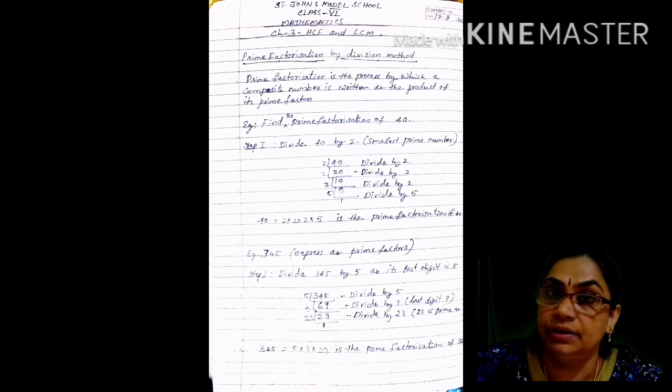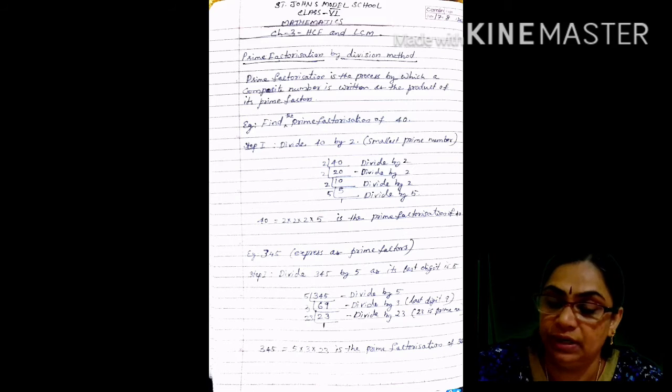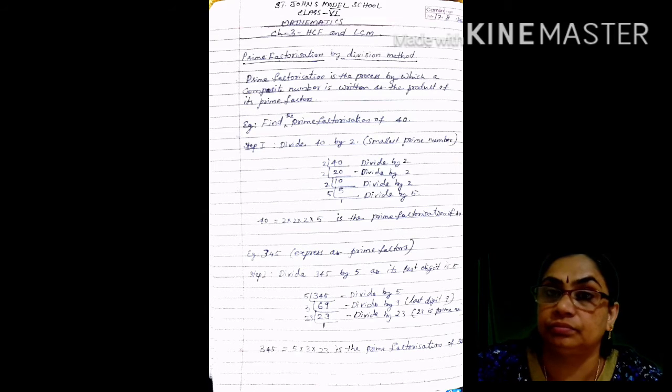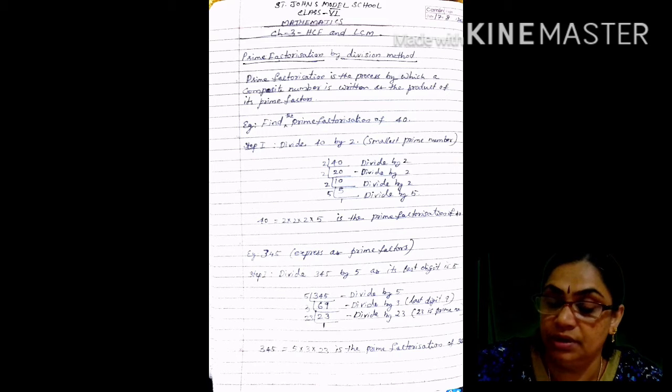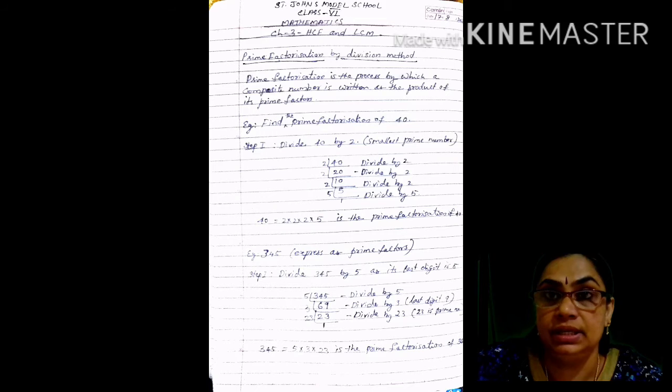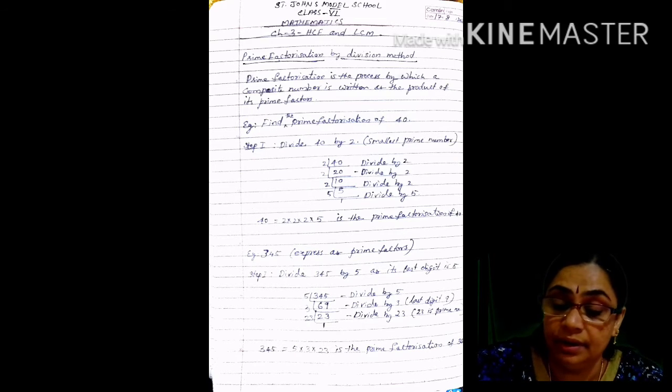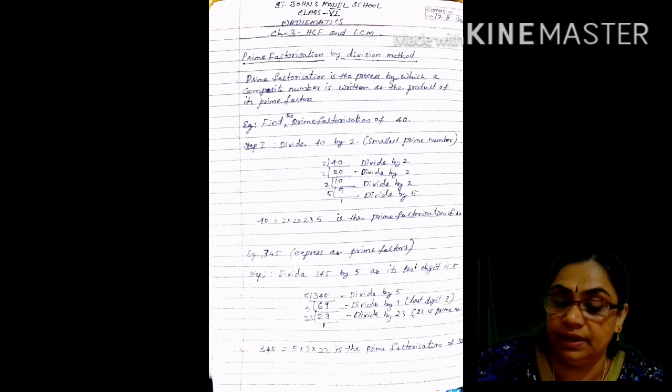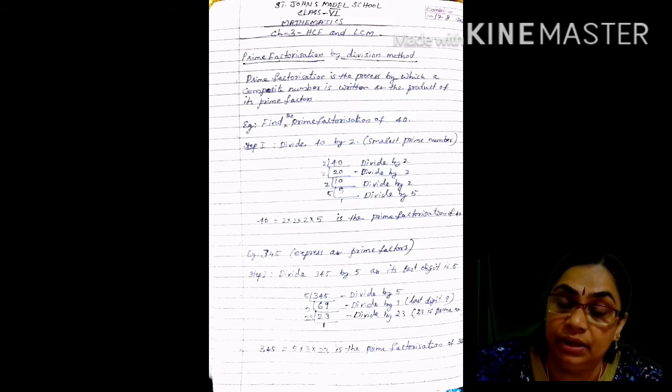When you divide 40 by 2, you will get 20. 2 2s are 4, then 0 comes down. Now again 20 is an even number, so again you can divide 20 by 2, and you will get 10. Now again divide it by 2. 10 is an even number, so again we can divide it by 2, and we get 5.